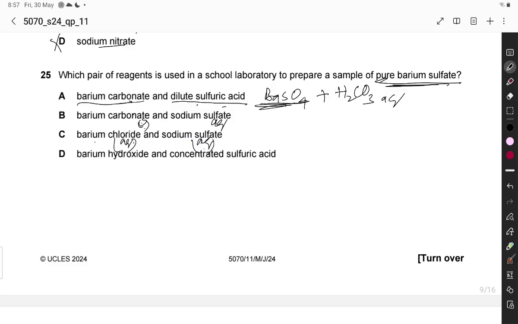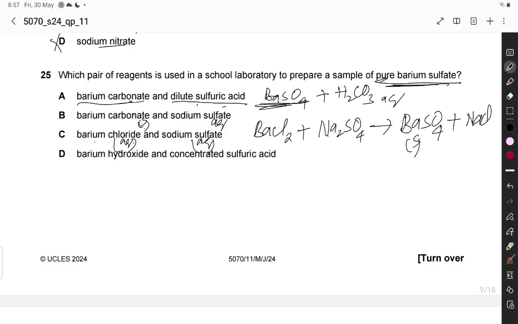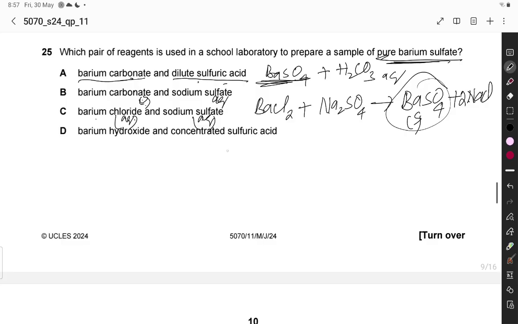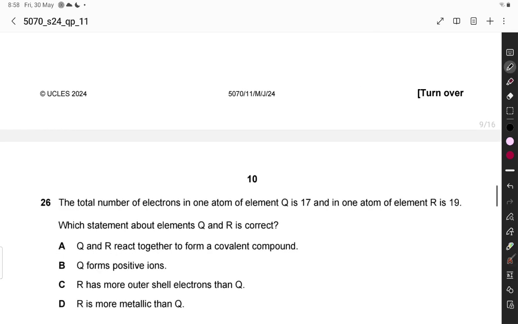Barium chloride is aqueous because it is dissolved in water. Sodium sulfate is also aqueous. So when barium chloride, BaCl2, reacts with sodium sulfate, it forms barium sulfate plus NaCl. Barium sulfate is solid, so this is pure barium sulfate. Barium hydroxide and concentrated, so it's not correct. C option is correct option.